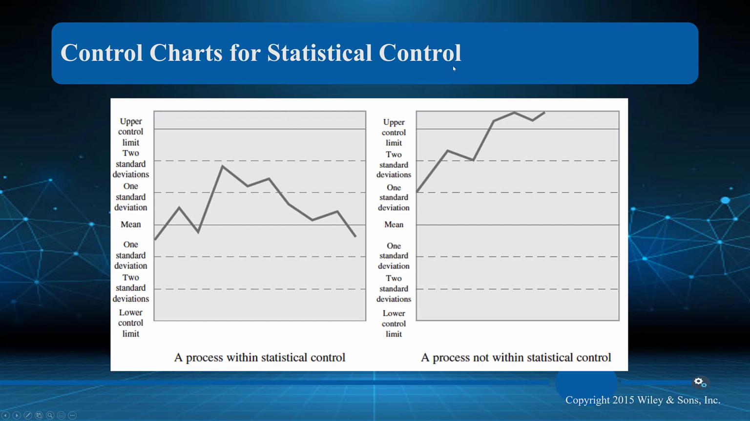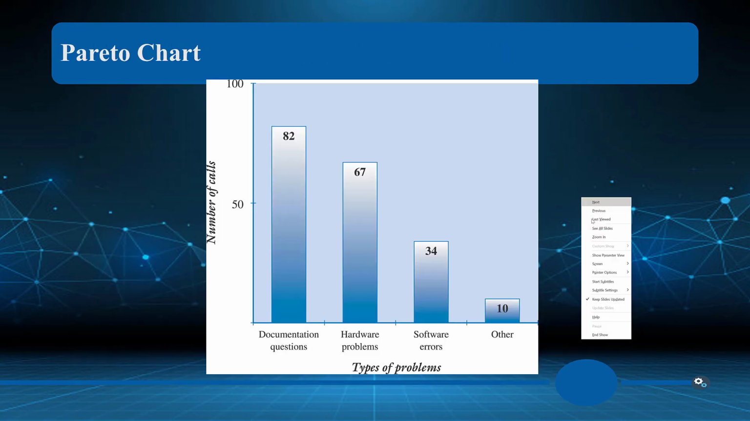So control charts for statistical control, okay? So, a process with statistical control, a process not within statistical control, so we can see that here. If we average this out, we're staying average. Here, we don't have any control, so it's able to go up. It might even come down, but upper control limits tend to be the issue there, if you will.